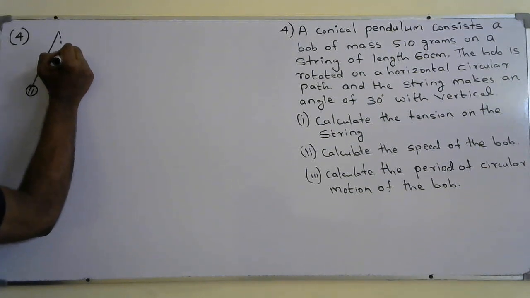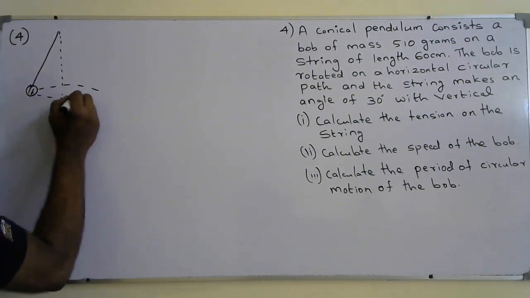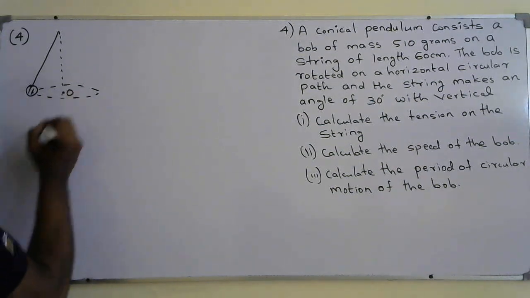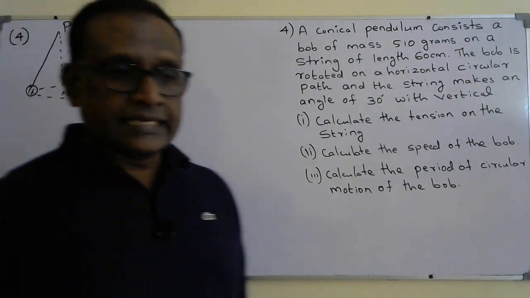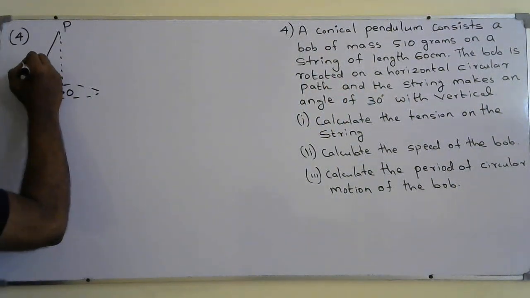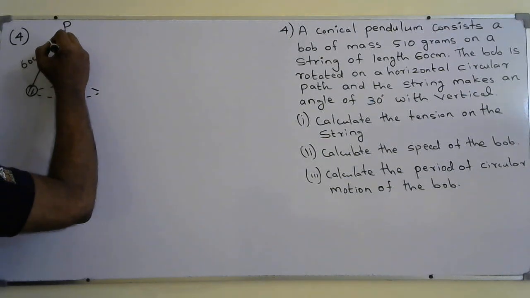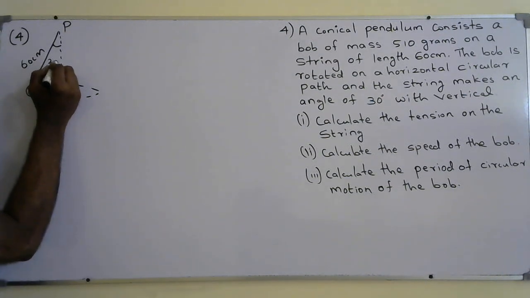So this is the vertical line. It's moving on a horizontal circle. So this will be the center of the circular path. This is the point P where the string is attached. The length of the string is given, 60 centimeter. And the string makes an angle of 30 degrees with the vertical.